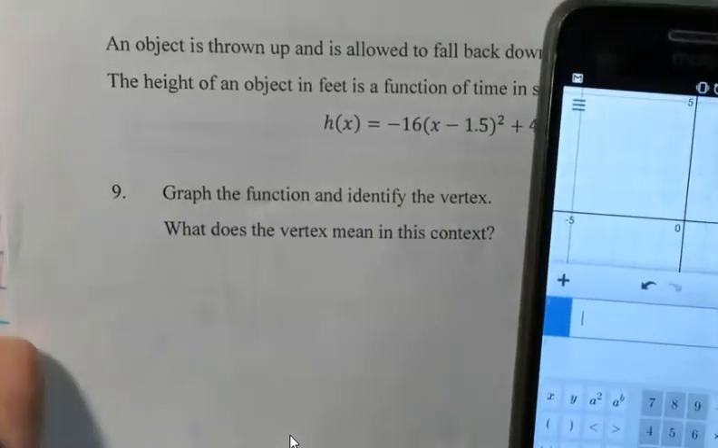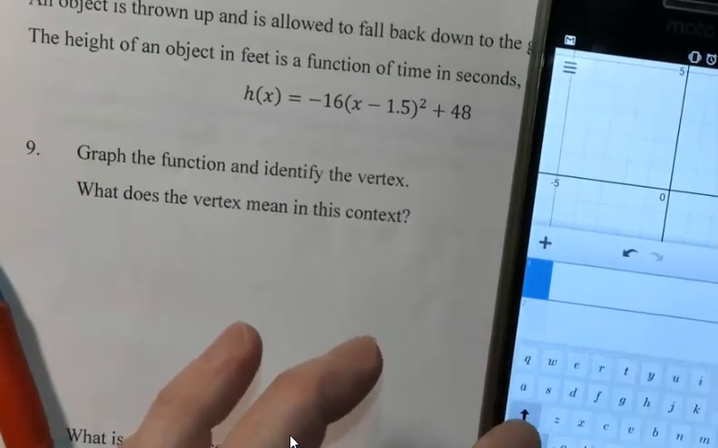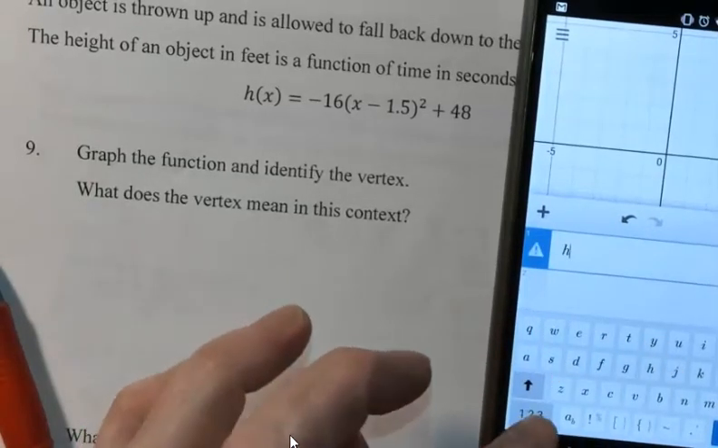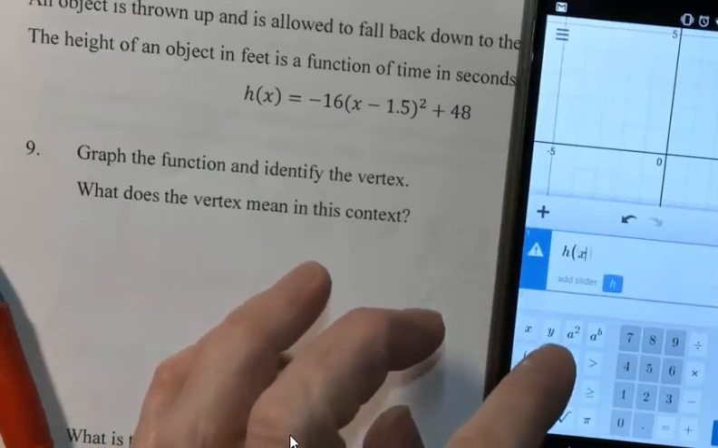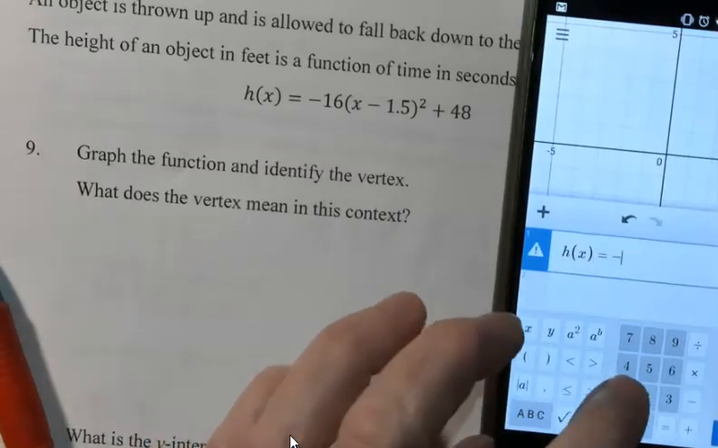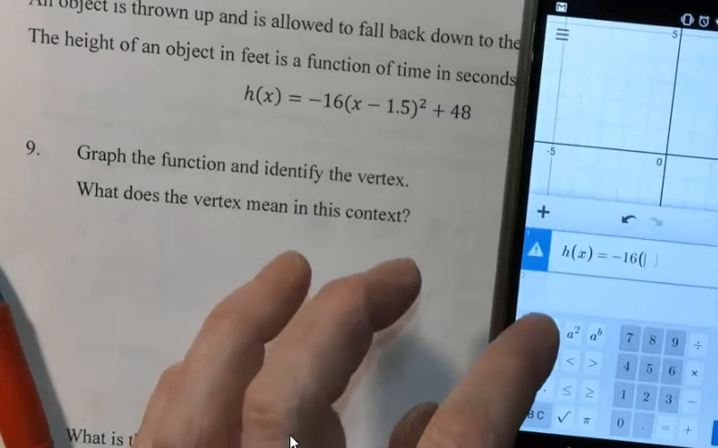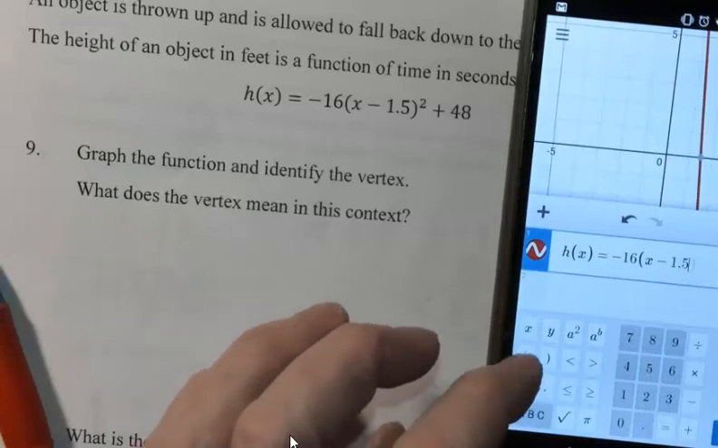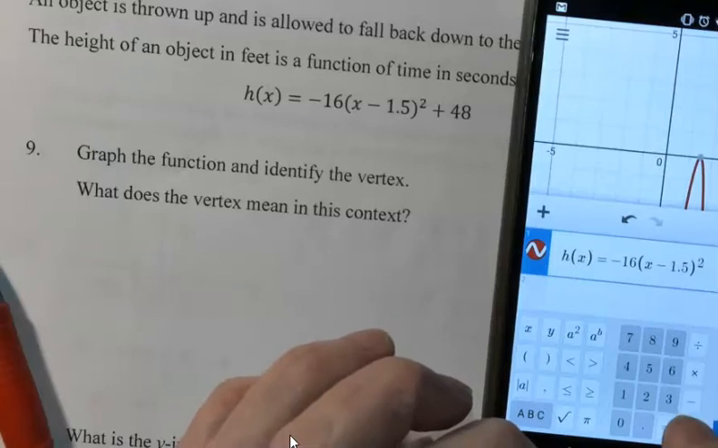So step one, let's type in the function, and you do want to put h of x. So hit the ABC button at the bottom to get your alphabet, and you can put H and then close that by pressing 1, 2, 3, and so we'll put X inside our parentheses, and then put your equals, and then type in your function. So we have negative 16, open parentheses, X minus 1.5, and then close your parentheses and square. And then finally, you want plus 48.